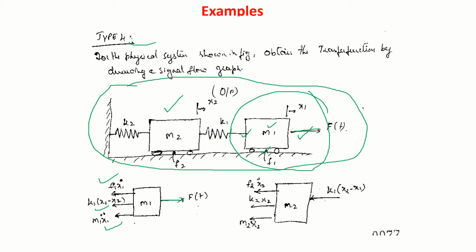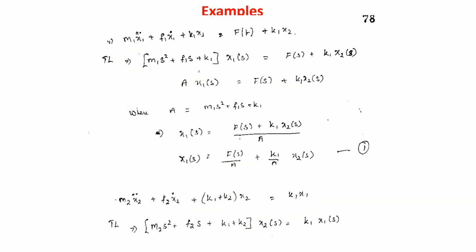Then if you look at this example, 1, 2, 3 plus 1, 4 forces are acting. Mass is moving in this direction. All forces should oppose this motion. So it is k1 (x2 minus x1), then k2 x2, m2 x2 double dot, and this is f2 x2 dot. Fine. Now let us write the equations.